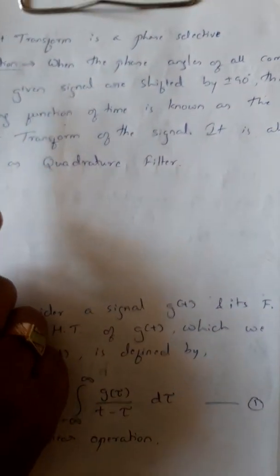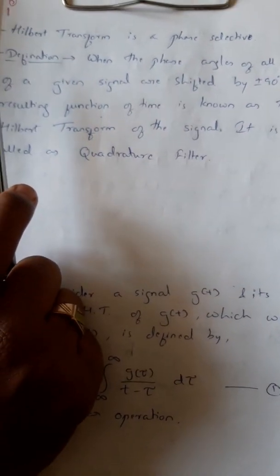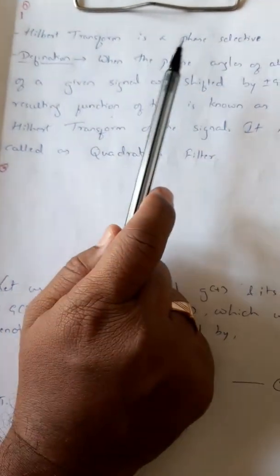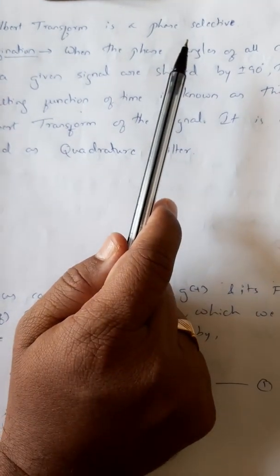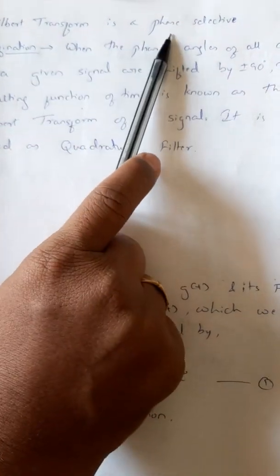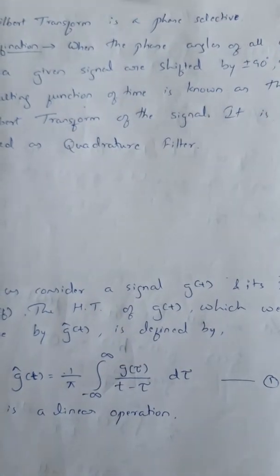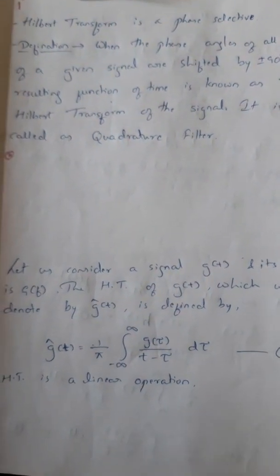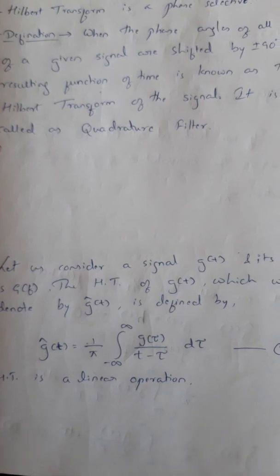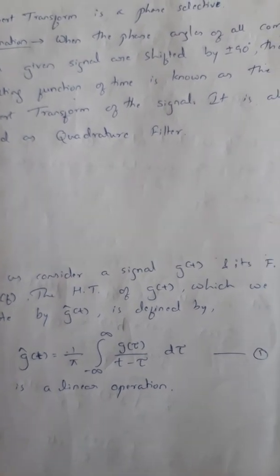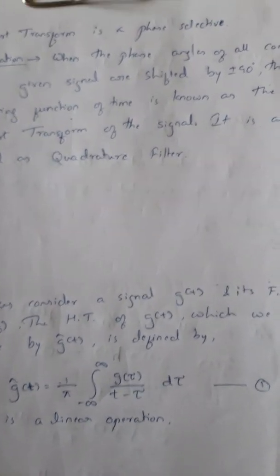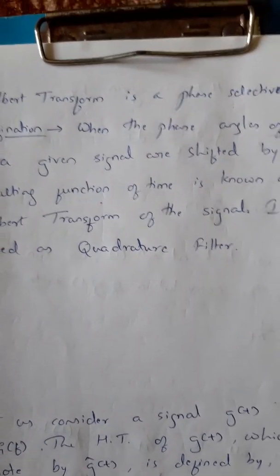As defined, the Fourier transform is frequency selective. Here the Hilbert transform is phase selective. What it means is I'm going to change the phases. There we dealt with the frequencies; here I'm going to deal with the phase.